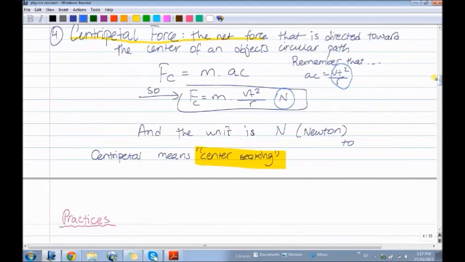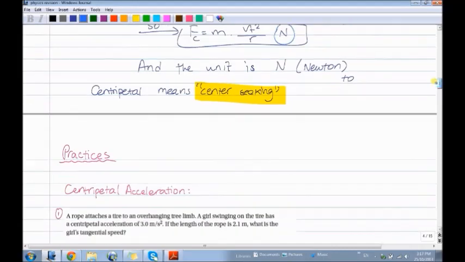Now, centripetal force. It is the net force that is directed towards the center of an object's circular path, or it is the force that keeps an object in a circular path. Now, the formula of Fc is m times AC, and remember that AC equals Vt squared over R. So Fc equals m times Vt squared over radius, or R, and the unit is newtons. And centripetal means center seeking.